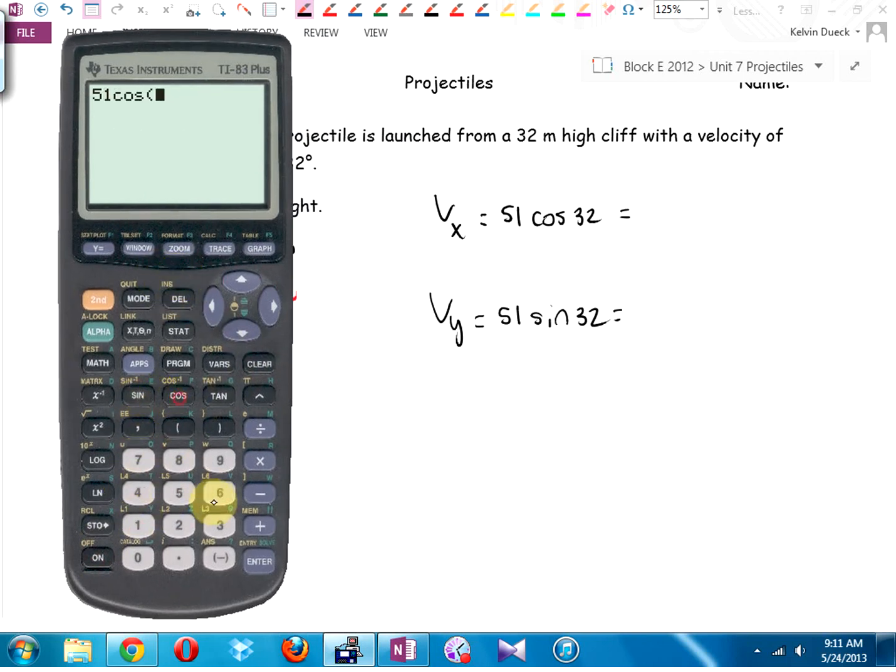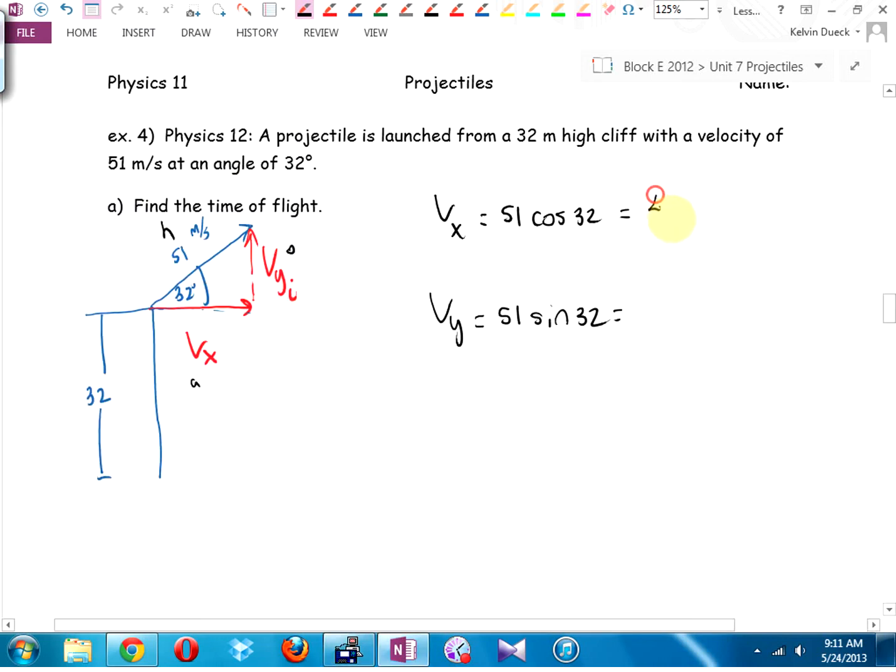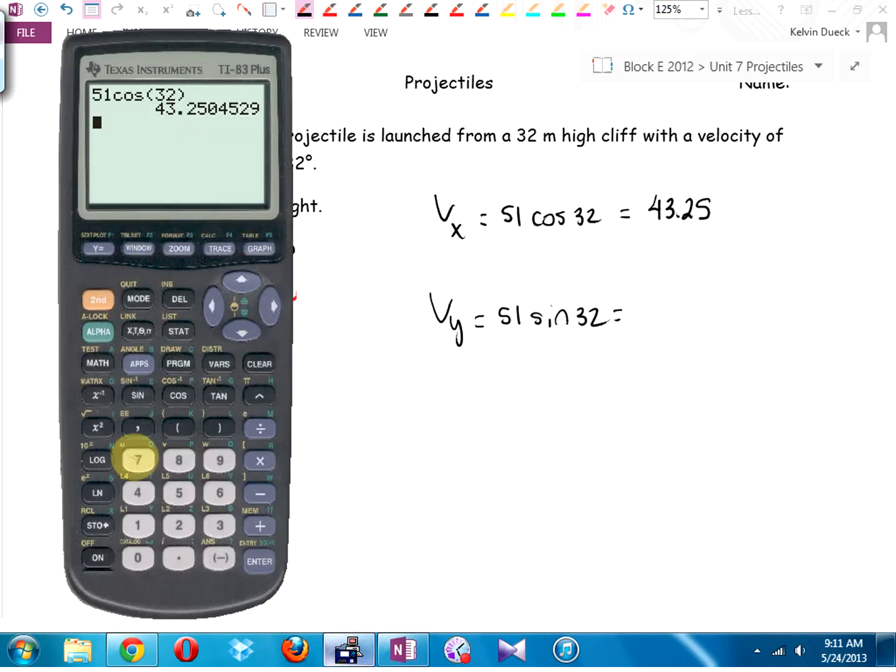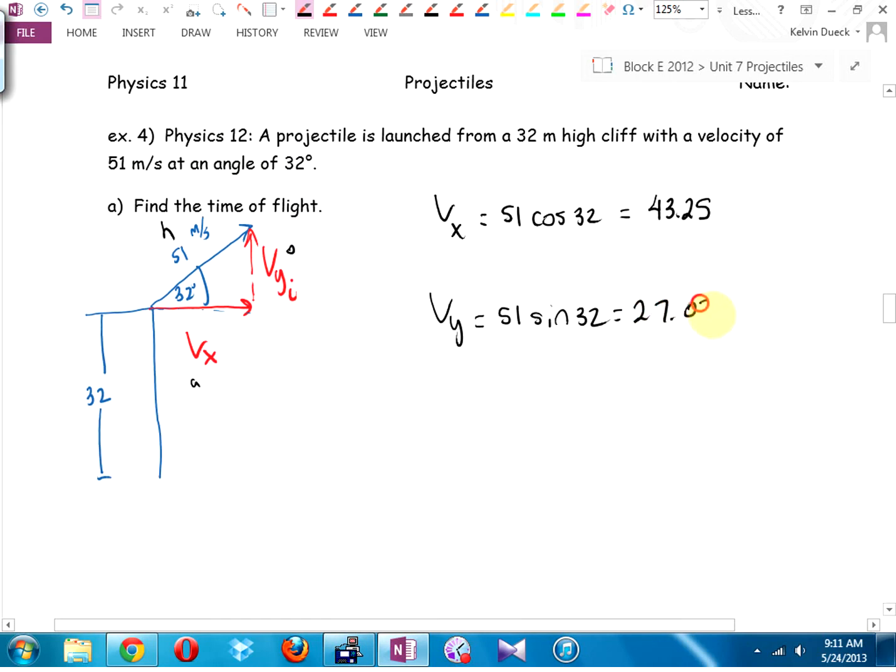51 cos 32 is 43.25. 51 sine 32 is 27.03. What's part A asking me to find? Time of flight, time for a chart.